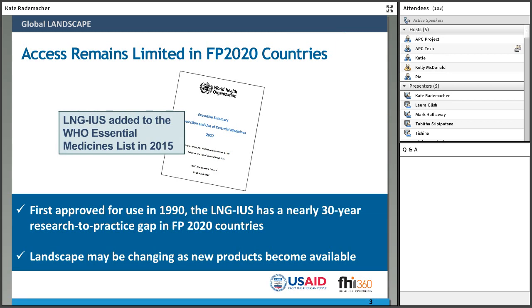Importantly, in 2015, the World Health Organization added the LNG-IUS to their essential medicine list. However, the reality is that access and use of this method remains very limited in FP2020 countries at this time. One of the main barriers to access has been the high price of existing commodities. As I'll discuss more in the next slide, in many developing countries, the LNG-IUS is only offered on a very limited basis and at a high price in private for-profit clinics, or not at all. However, this global landscape may be changing as new, more affordable products are starting to become available.